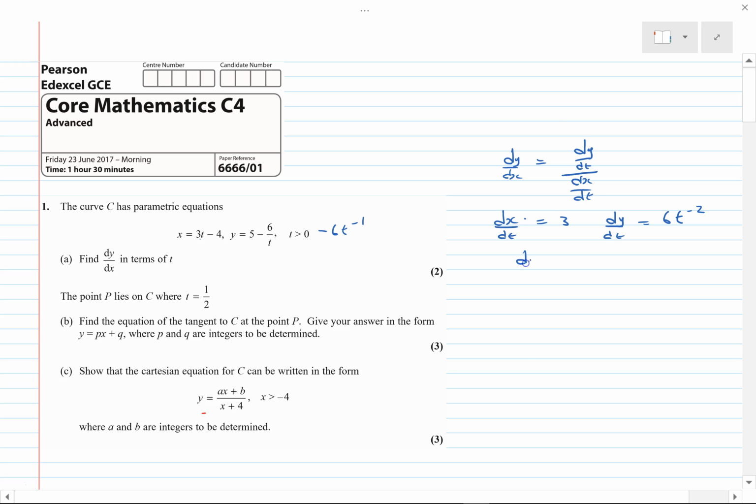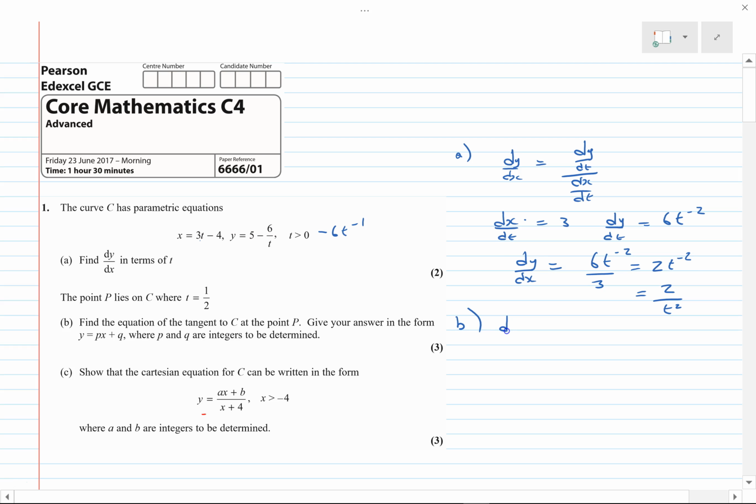So dy by dx is equal to dy by dt, which is 6t to the minus 2, over 3, which is 2t to the minus 2, or 2 over t squared. So that's the first part done. Part B, it talks about a tangent. I often make sure we're clear it's a tangent, so we need dy by dx and we need the coordinate.